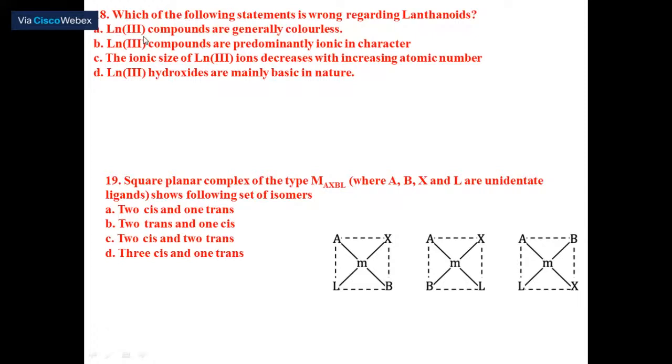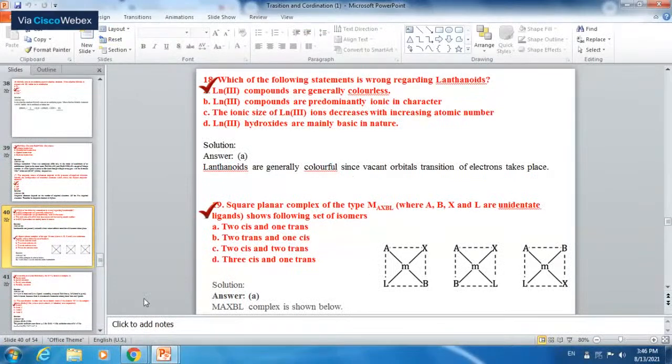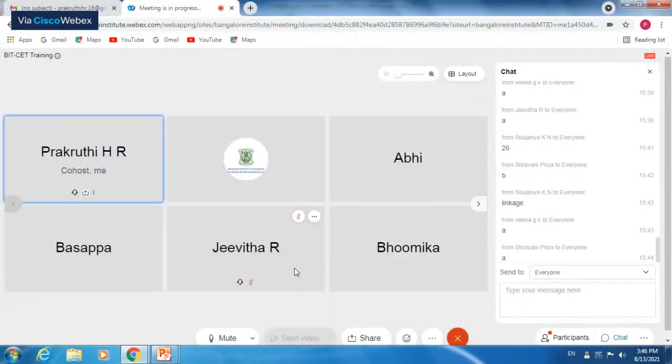So Ln3+ compounds are generally colorless. This is the wrong statement because lanthanides exhibit colors. They contain unpaired electrons. There is a d-d transition because of the presence of unpaired electrons. When the d-d transitions are present, so you can see it. What is the answer for this, students?